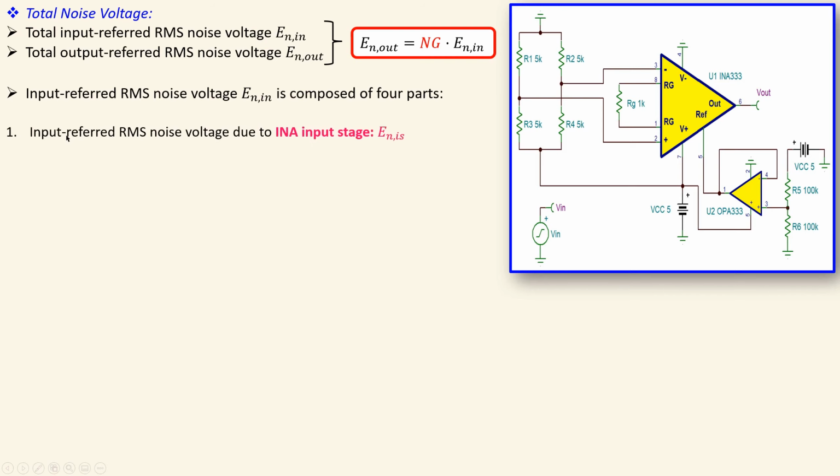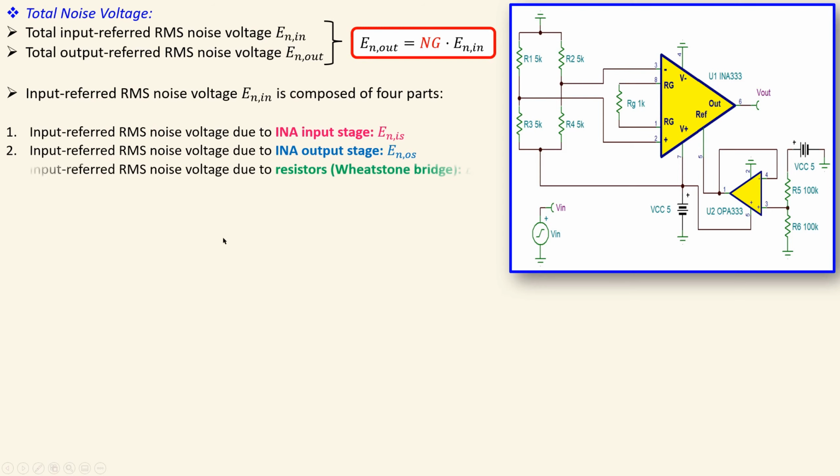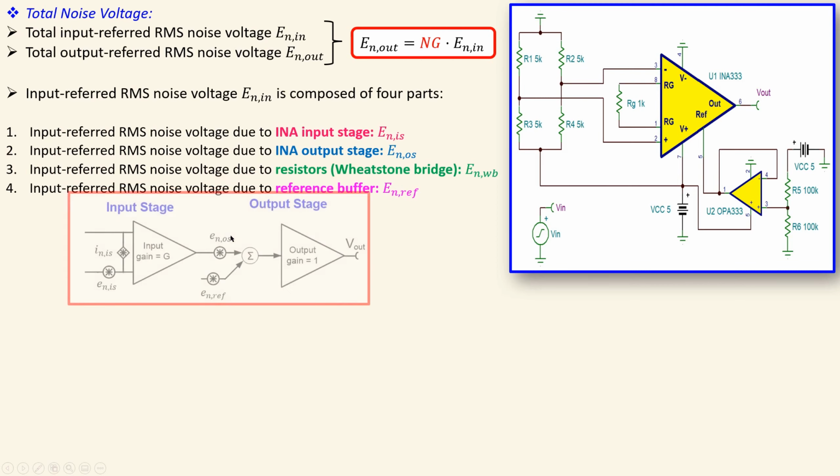So we have the input referred RMS noise voltage due to that INA stage, so the input stage, and we have of course the input referred RMS noise voltage due to the INA output stage. And we have of course the input referred RMS noise voltage due to the resistors, and also the input referred RMS noise voltage due to that reference buffer. So in this case we have that reference buffer. So those 4 will be the total input referred RMS noise voltage.